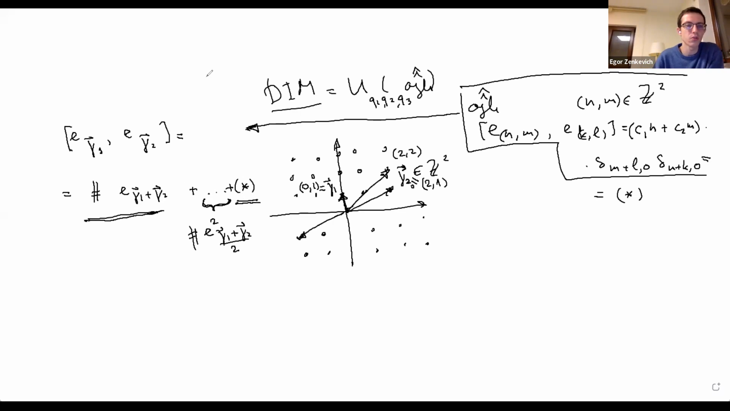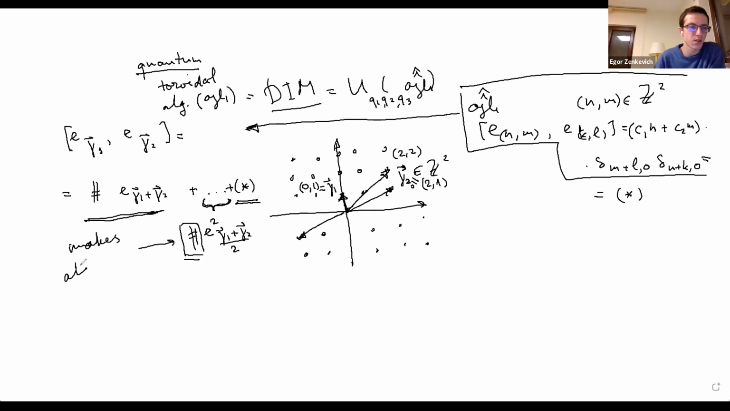What makes it truly quantum? Another name of this DIM algebra is quantum toroidal algebra, quantum toroidal algebra of type GL1. There are GL_N versions, but I'm not going to talk about them. So what makes it quantum are these corrections. And these corrections only happen for this number, so this makes the algebra nonlinear.